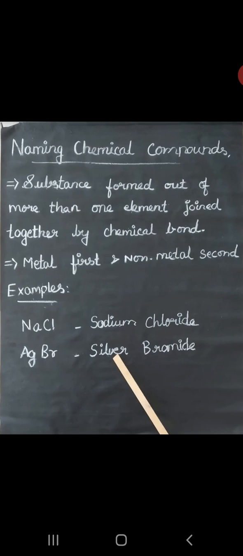First, in naming a compound that contains a metal and a non-metal, the name of the metal element is written first. After that, the name of the non-metal is written, after adding the suffix IDE to the name. So NaCl is sodium chloride. Next, AgBr is silver bromide.